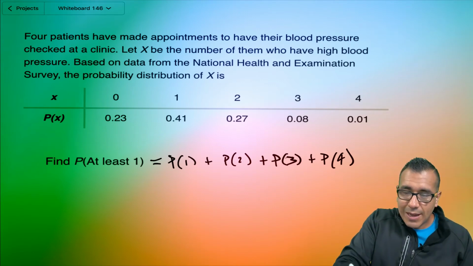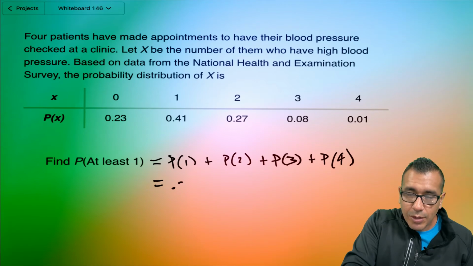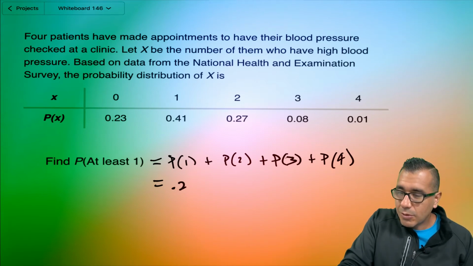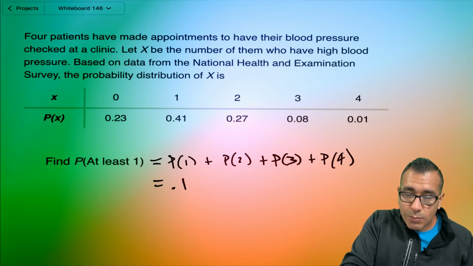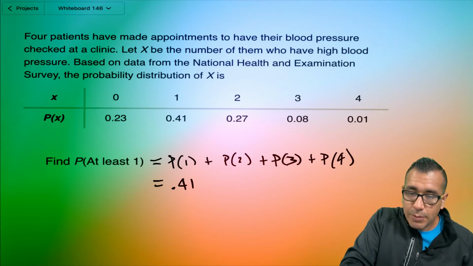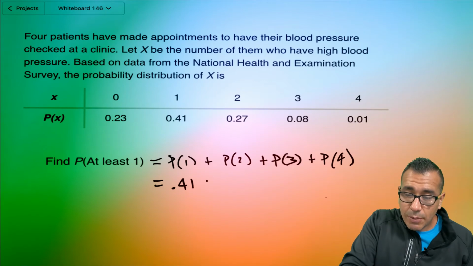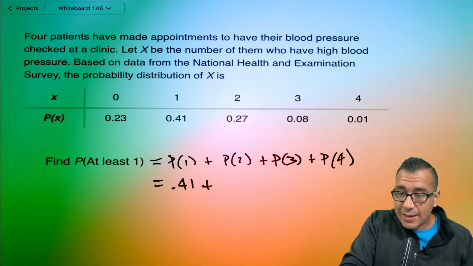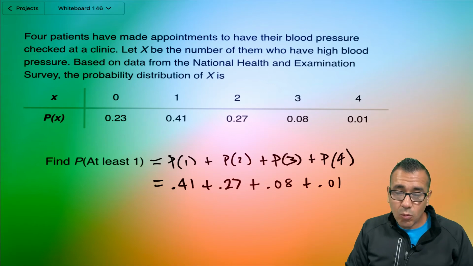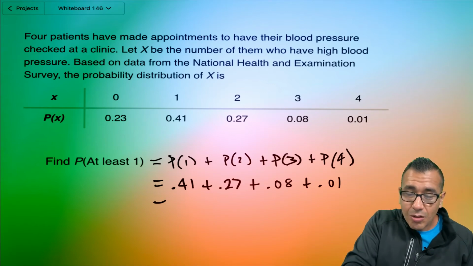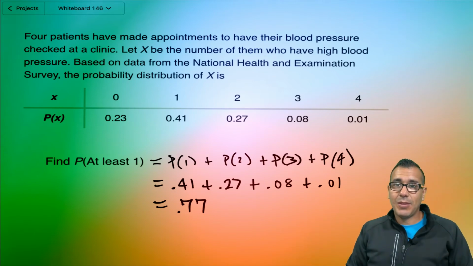So let's go ahead and add those up. So we add up the 0.2, nope, that's the one with 0. So for 1, it was 0.41, right? This is the probability associated to exactly 1. The probability associated to exactly 2 is 0.27. The probability of 3 is 0.08, and the probability of 4 is 0.01. So when we add all those up, we get 0.77, right?